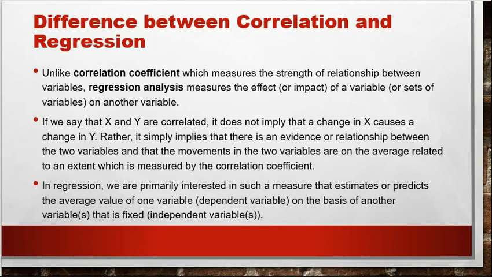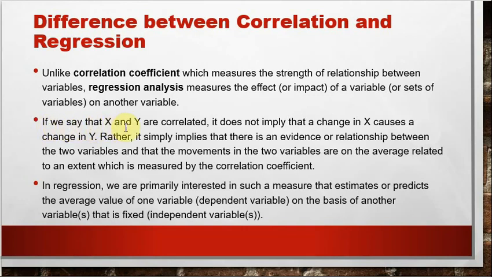Now, in regression analysis, you are not doing that kind of thing. You are rather trying to check whether income, for instance, like we started, is affecting the way people are consuming. So it measures the effect of a variable or a set of variables, for multiple regression, on another variable. So that's the regression analysis. Correlation coefficient measures the strength of relationship, whereas regression analysis measures the effect or the impact of a variable, or a set of variables, on another variable.